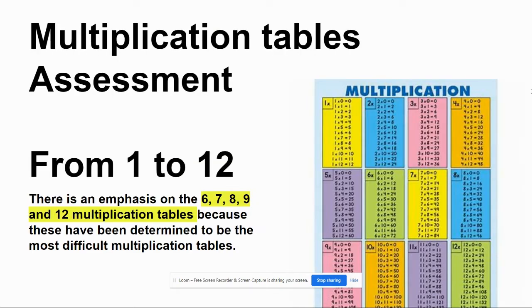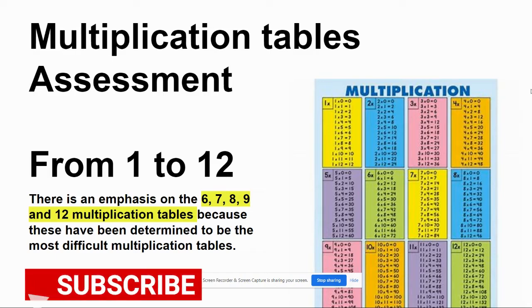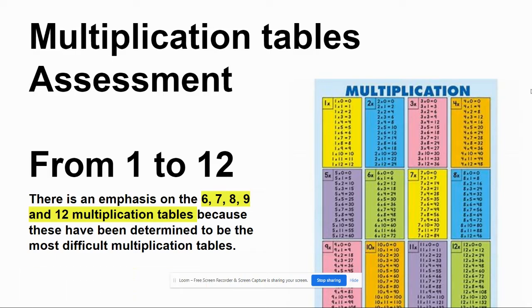So first of all, this year group, year 4, is the year your child will complete a multiplication tables assessment. This is something that the government introduced a couple of years ago, but due to COVID, last year was the first year that it actually took place. They are assessed on their knowledge of the multiplication tables from 1 to 12. However, there is an emphasis on the 6s, 7s, 8s, 9s, and 12 multiplication tables because these have been determined to be the most difficult, and it's not until year 4 that they appear on the curriculum.